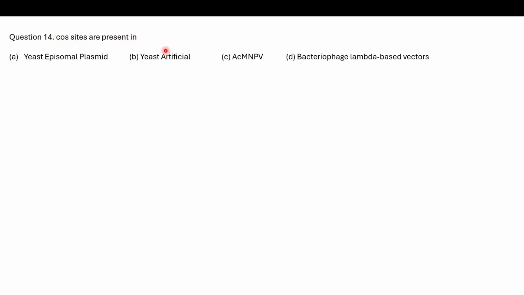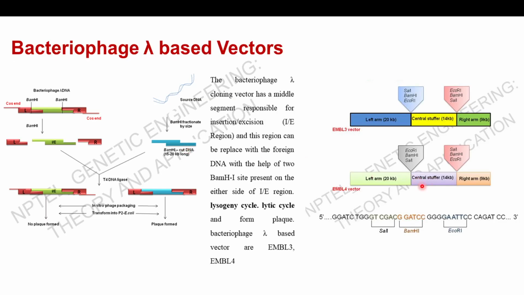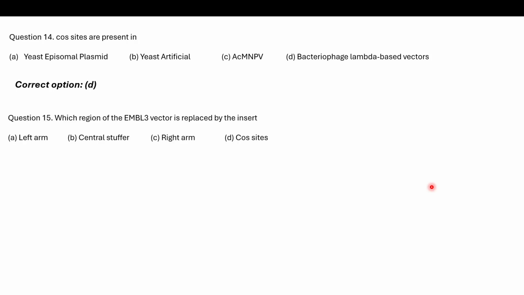The cos sites are present in bacteriophage lambda-based vectors. A very straightforward answer. The correct option is D. Now, which region of the EMBL3 vector is replaced by the insert? We just looked at it. The central stuffer region, because it has recognition sites for restriction enzymes flanking both its ends, so that it can be chopped off and new DNA can be inserted. So the correct option is option E, central stuffer region.